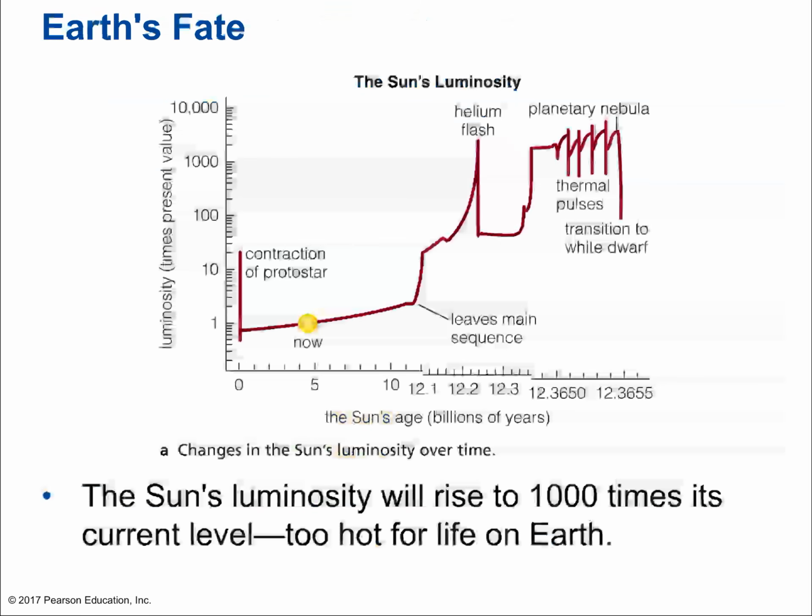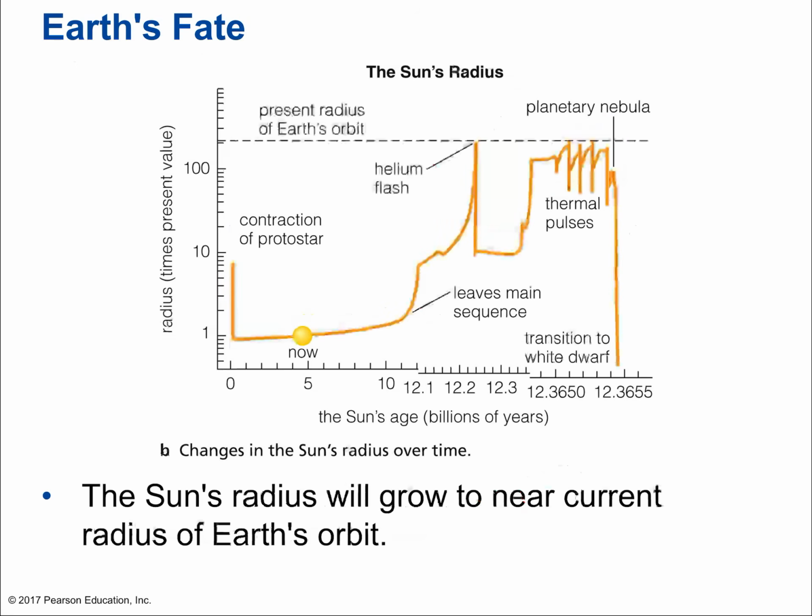All right? So Earth's fate. The sun's luminosity will rise to about 1,000 times its current level, too hot for life on Earth. Furthermore, the sun's radius will grow to near the current radius of Earth, well within the range that we'll experience gravitational friction from the sun on our oceans, if we have any left. And that means that we'll gradually slow in our orbit, which may allow us to escape falling into the sun, but maybe we'll get bombarded by a big solar plume or solar flare of some sort, and then end up crashing into the sun.